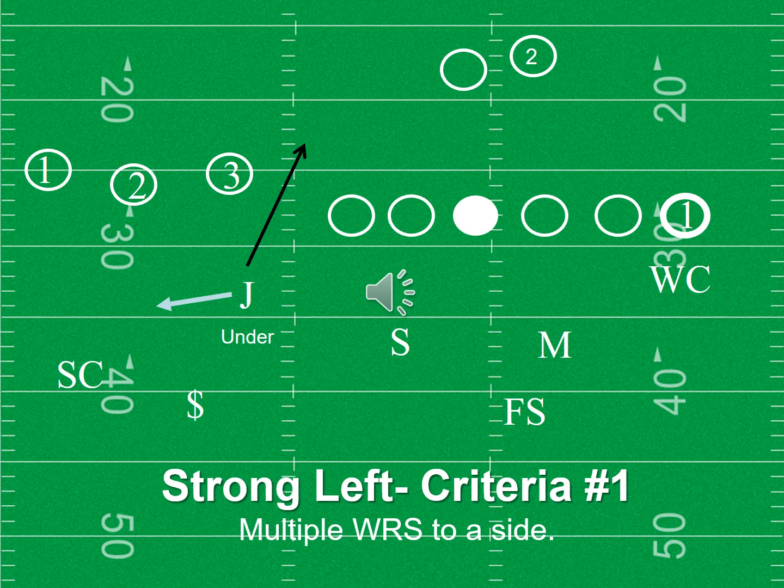Also in this picture, we have our strength call. We're going to call the strength to the number of receivers, the greater number of receivers. So in this case, we are in criteria 1, which is a strong left.